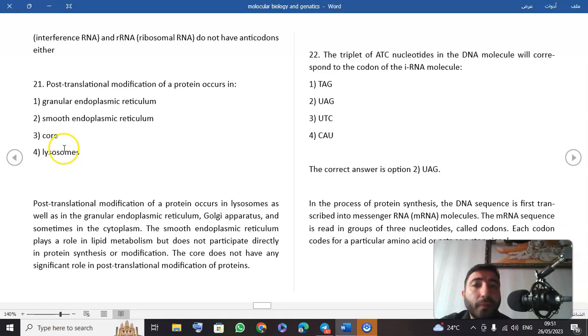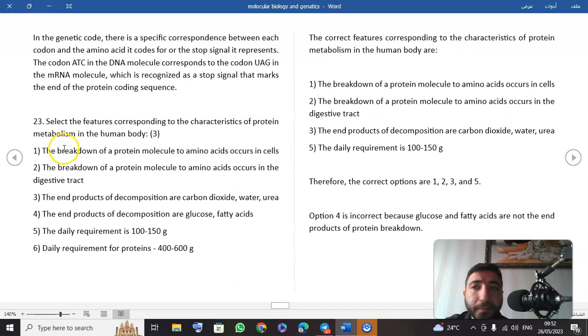Number 22, the triplet of ATS nucleotides in a DNA molecule will correspond to the codon of the mRNA molecule. It is UAG. So it's correct. Select correct answer, number 2.